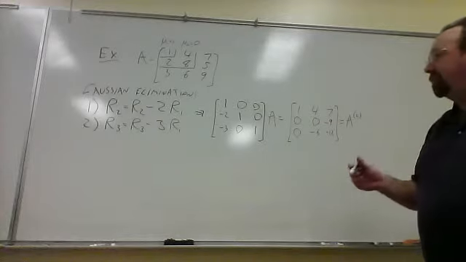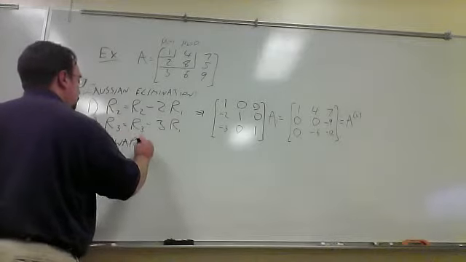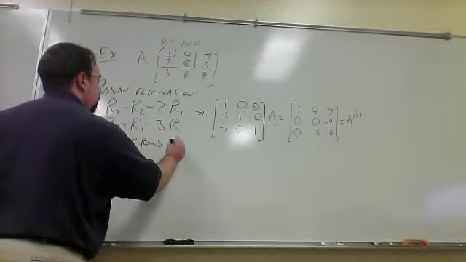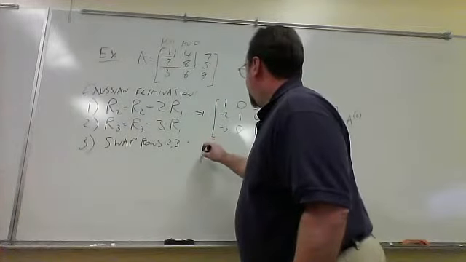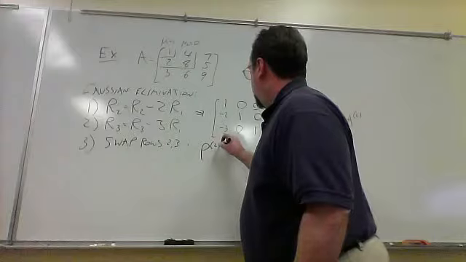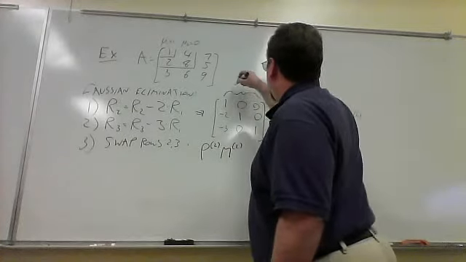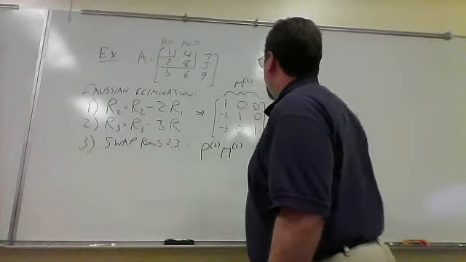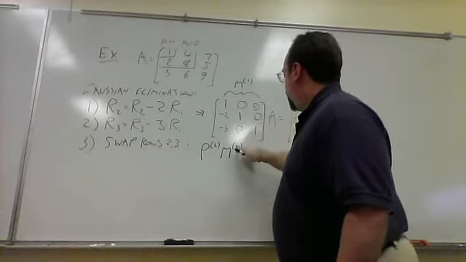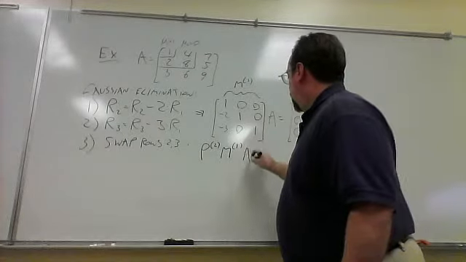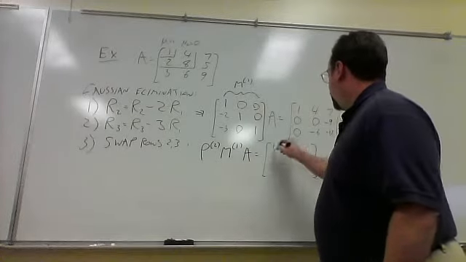So now our next operation is to swap rows 2 and 3. This matrix right here that implements the row operations to eliminate the first column is actually M1. So I go ahead and swap the second and third rows.